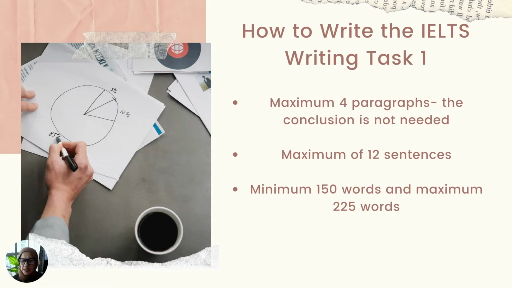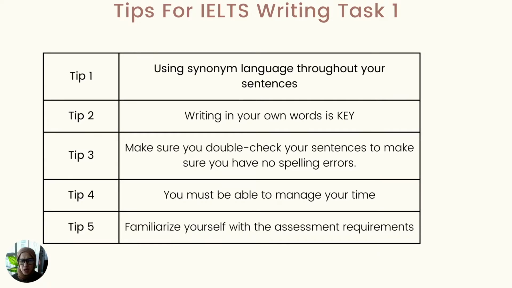If you write less than 150 words, you will get a low band, so make sure that you write a minimum of 150 words, and I recommend writing a maximum of 225 words. Remember that if you are clear and concise using fewer words, this will help you score a high band in your IELTS Writing Task 1. So here are some top tips that I recommend to you.